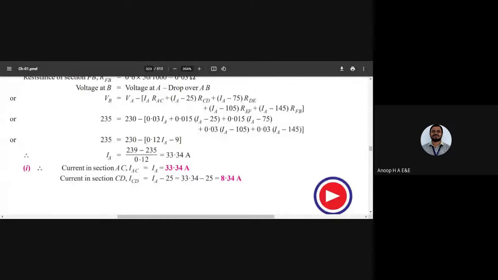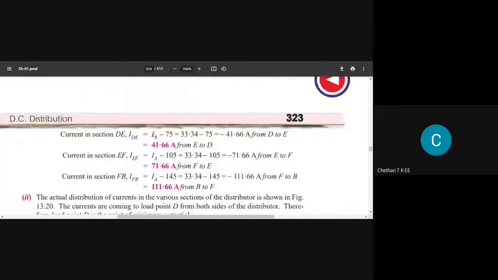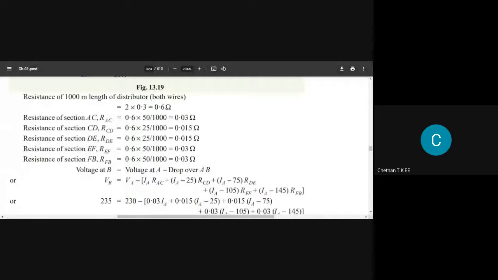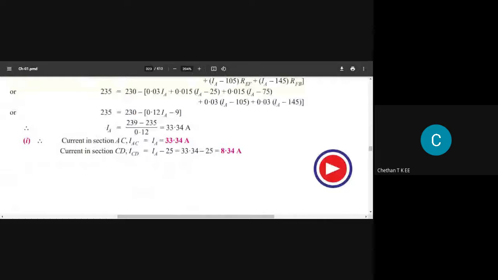Quite simple. Can you update it quickly? Sir, for the section of A and C, I'm getting 0.03. Yeah, you tell everything, I'll verify it at once. For the section of C and D, I'm getting the same. For D and E, I'm getting 0.01.